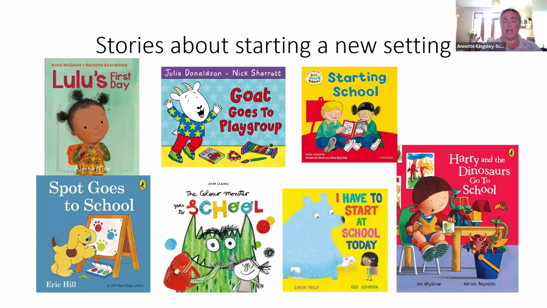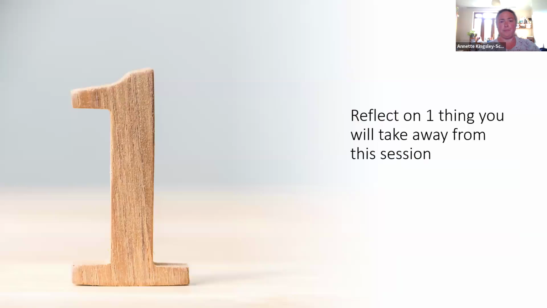We can't always remove change, but we can be mindful of how we manage the transitions. So some of these are about starting at a nursery or playgroup, such as Goat Goes to Playgroup. Lulu's first day is at a nursery and others are going to school. So I've managed to whiz through this remarkably quickly. I don't know how we've managed to do it so fast.